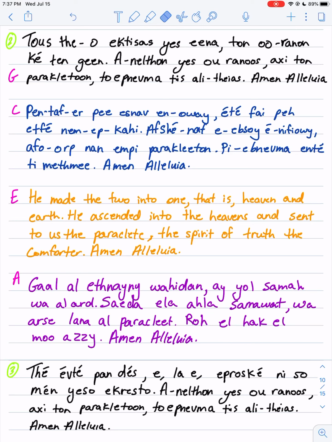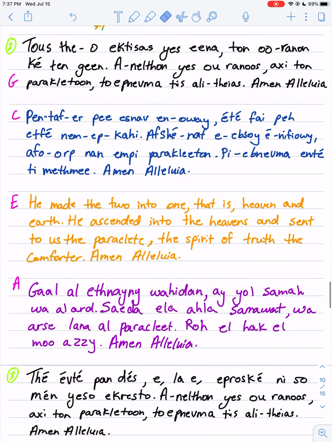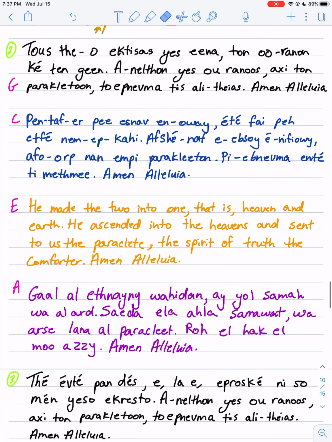Hello everyone, today we're going to learn the second part for the Asomen hymn. If you remember, in the last video we learned the first part, and I color-coded each language. The first one was Greek, then Coptic, then English, and then Arabic. First I'm going to go through the whole hymn, and then I'm going to go through each language individually. So let's start.